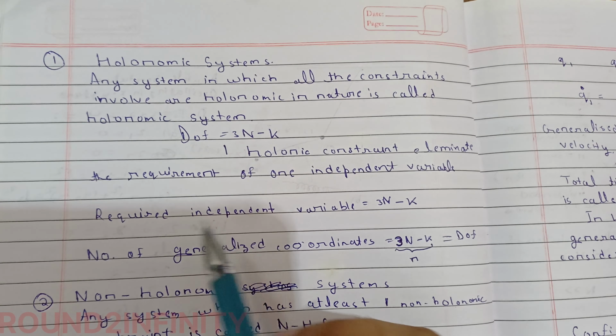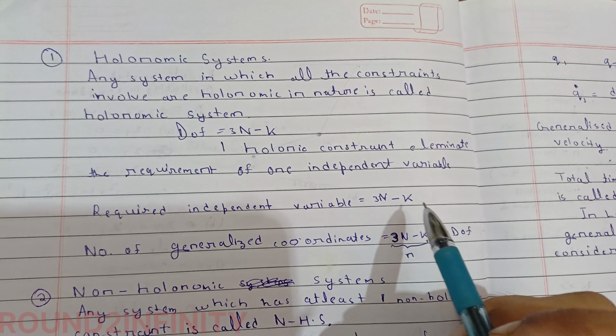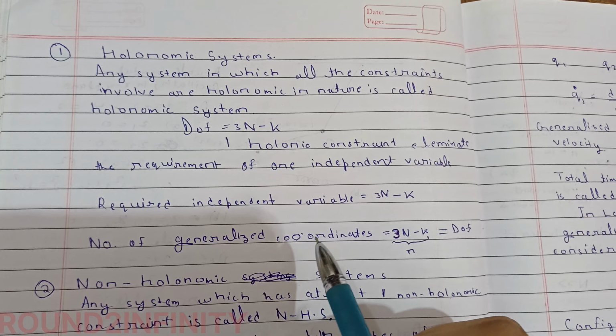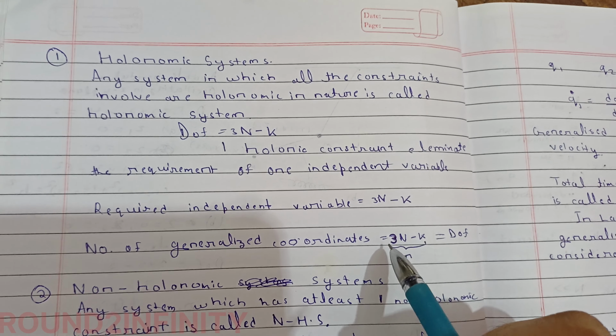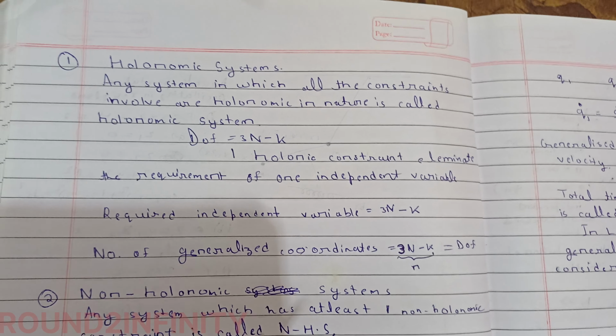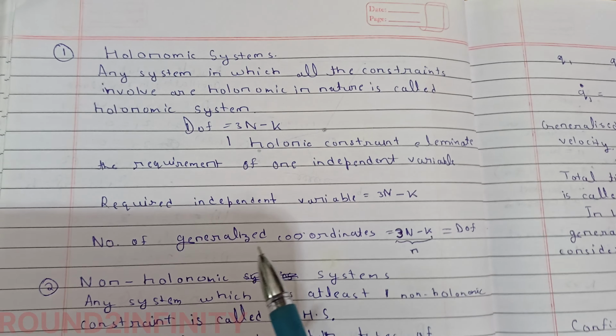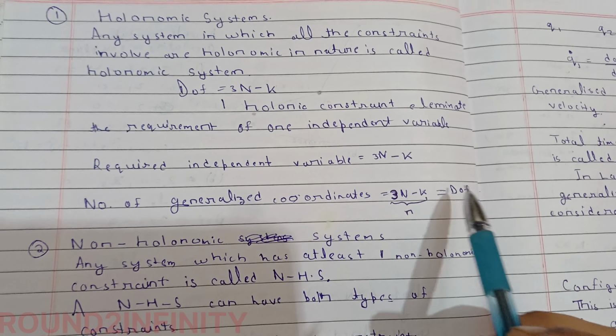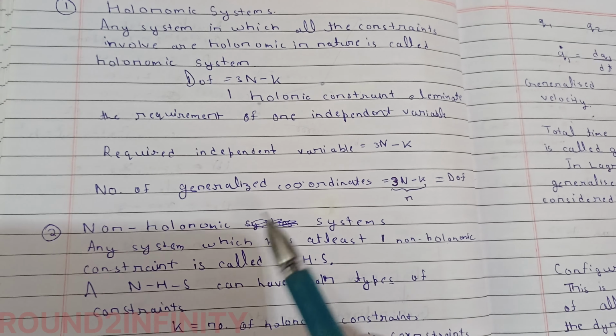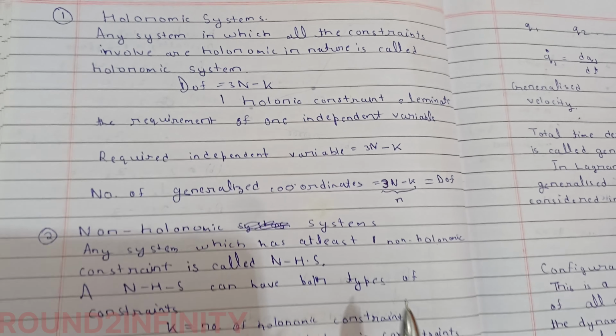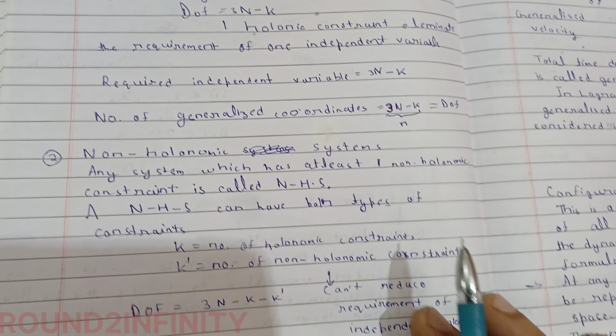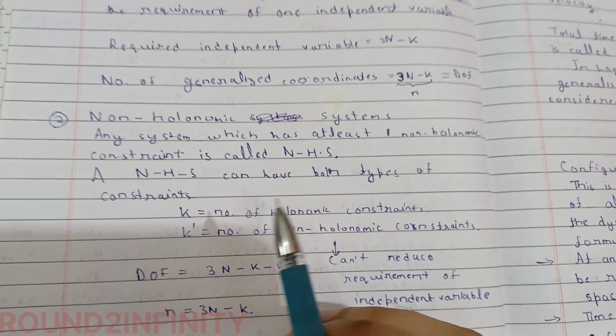So required independent variables will be 3n minus k. So the number of generalized coordinates is nothing but 3n minus k. We denote this term as small n, that is the degree of freedom. So remember this, how to find the number of generalized coordinates, that is n, and that is the degree of freedom. We already discussed 14 examples for how to find the degree of freedom for different systems. So remember that. Now see, non-holonomic systems.